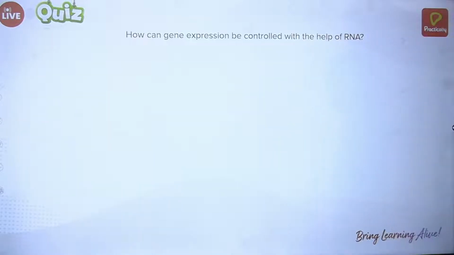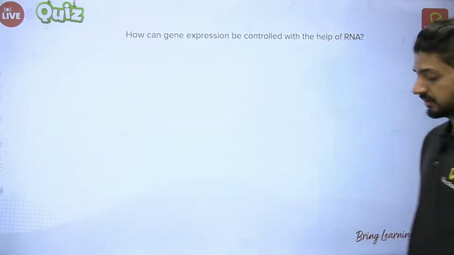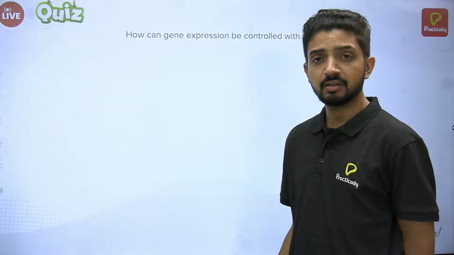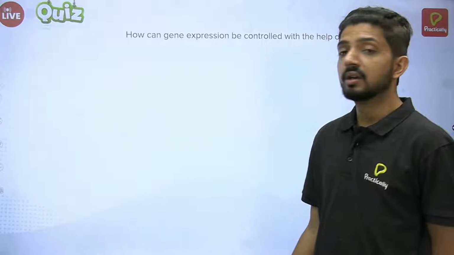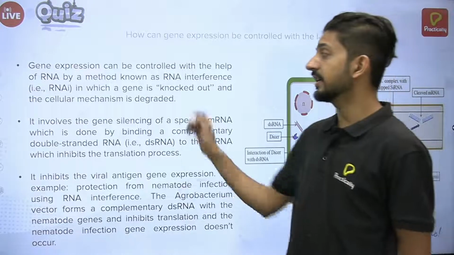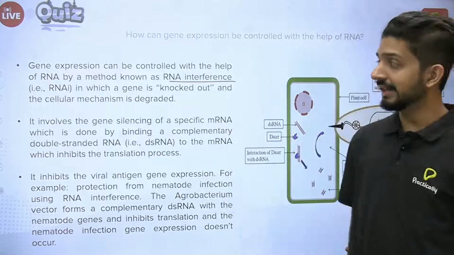Here we have the next important question: how can gene expression be controlled with the help of RNA? This is an indirect question, so you'll have to think directly. You might not find this kind of question asked directly, so that's why it's important. In this, basically we have to write about RNA interference, RNAi.